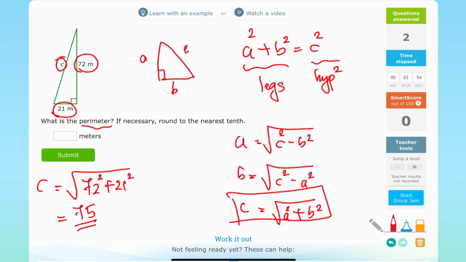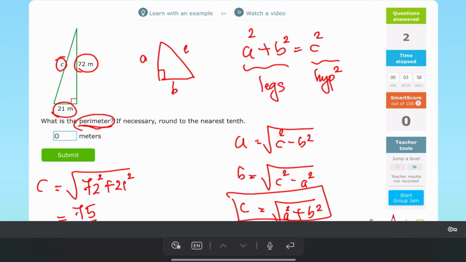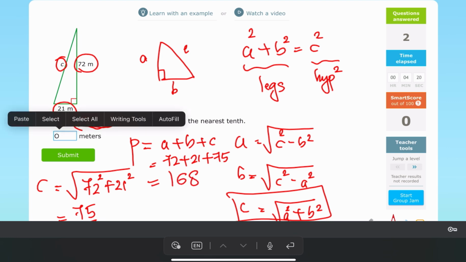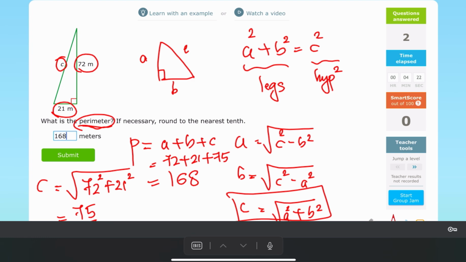But we are not done here because the question is asking us to find the perimeter. In order to find the perimeter, we have to add all three sides, which would be A plus B plus C. That means 72 plus 21 plus 75. That gives us 168. So our answer would be 168.